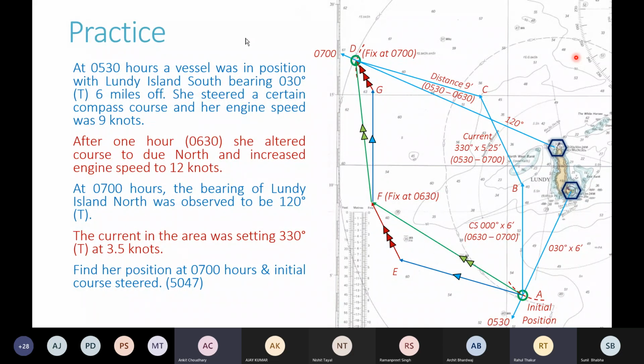So does the actual track now make the entire picture clear, beta? Yes, sir, clear. So this is what we follow in these questions, beta. Whatever information is available to us, we keep on plotting it, and we take the unknown part to the end. Once you plot all the available information, in the end you will be able to get your final position as well as the unknown or the missing part. So this is what we call a missing leg or a missing course type of question.